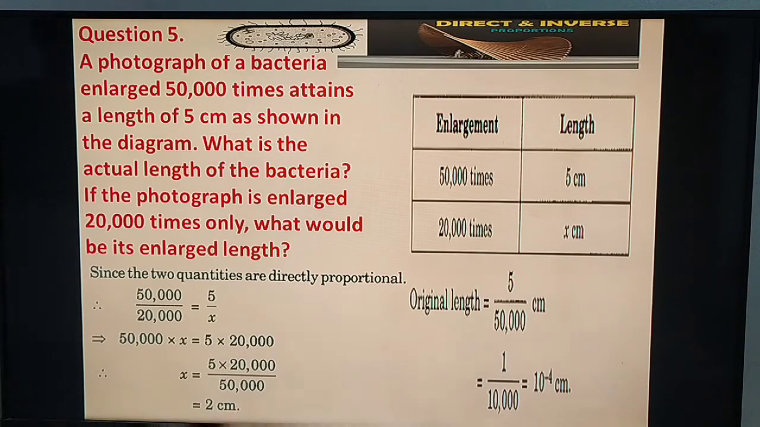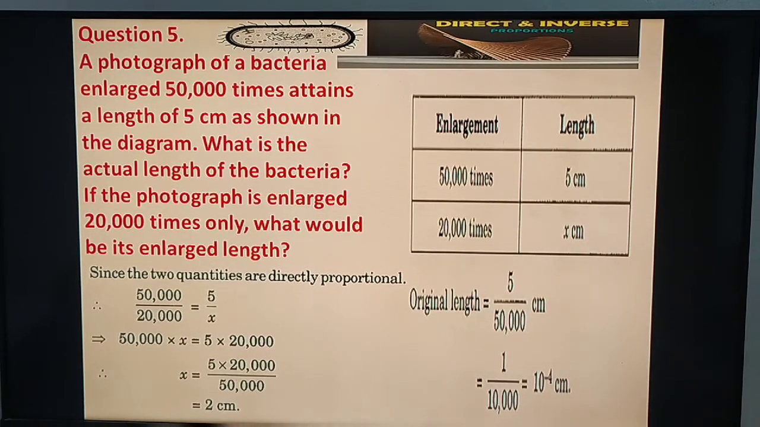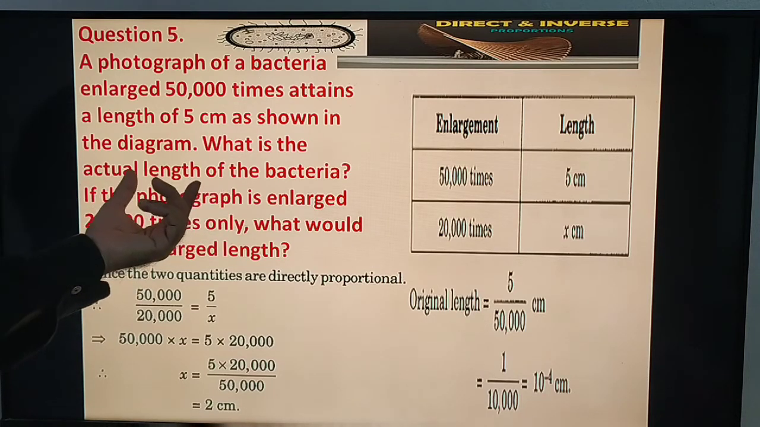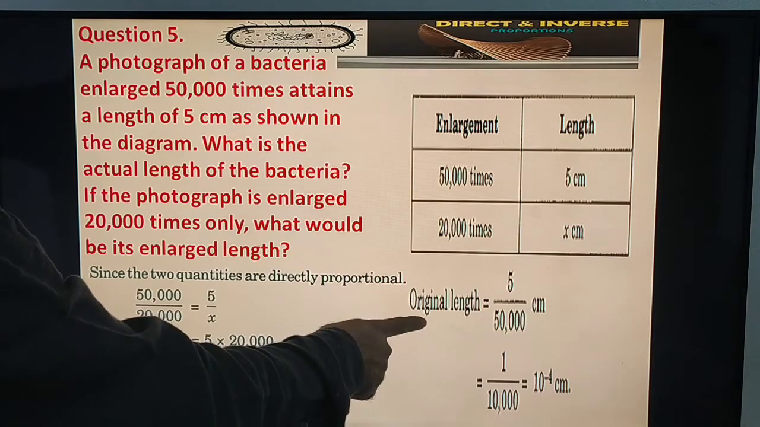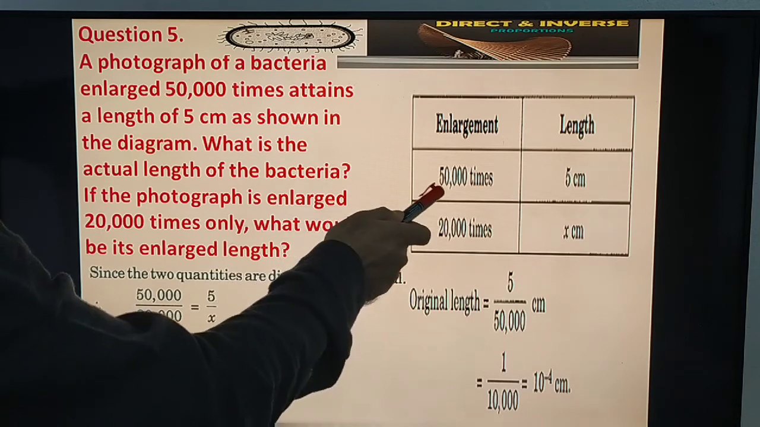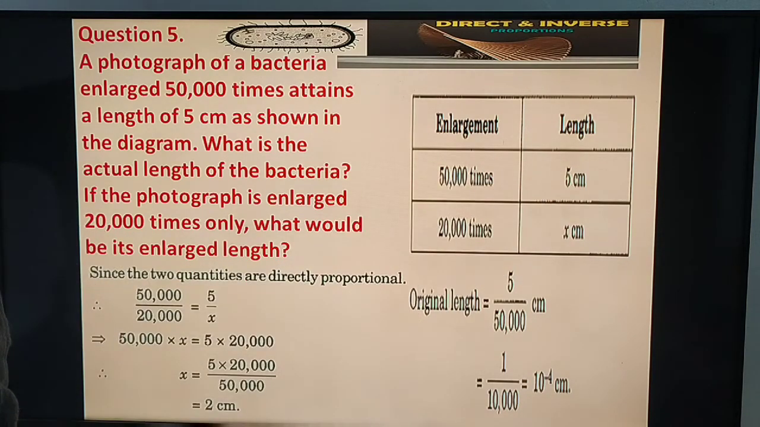So this is the second problem. It is the fifth problem. The second part of this problem: what is the actual length of the bacteria? The actual, original length of the bacteria is such that if it is enlarged by 50,000 times, then it achieves 5 centimeters.